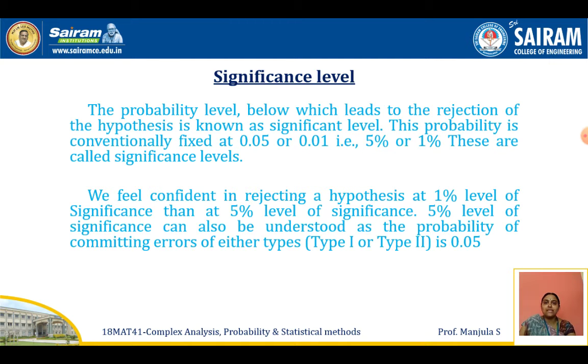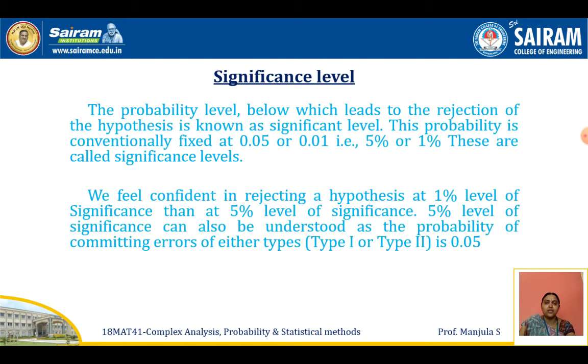Now we'll see the significance level. What is meant by the significance level? Significance level means it is a probability level, below which leads to the rejection of the hypothesis. This probability is conventionally fixed at 0.05 or 0.01. We can also say this as 5% or 1% level of significance. These are called the significance levels.